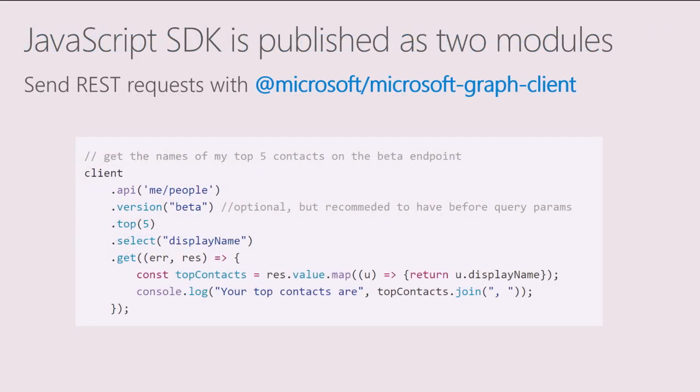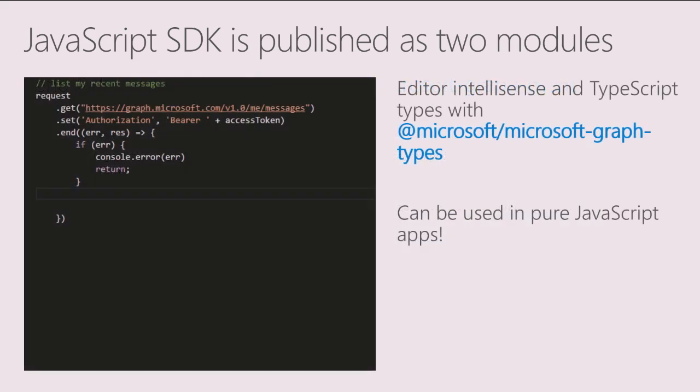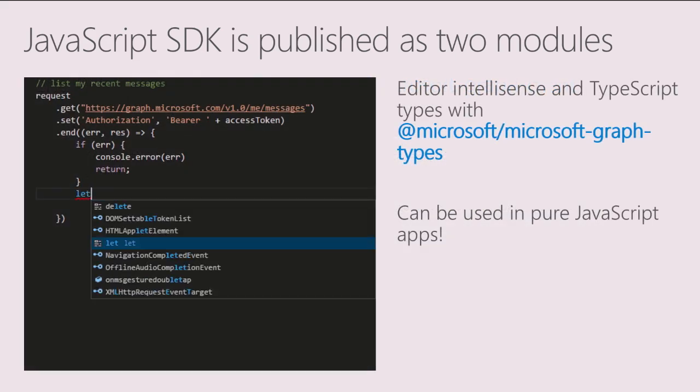Our SDK is broken into two modules. The first module is how you send and receive requests to the graph. The second module is the types, like users, groups, and files. So in this example, we're sending a request to the me/people endpoint on the Microsoft Graph. We're switching to beta, and instead of getting all my contacts, I'm just going to get the top 5. And instead of getting the contacts' names and emails, I'm just going to get their display names. So you can see, using our SDK, it is easy to build these requests in chain operations like version, top, and select.